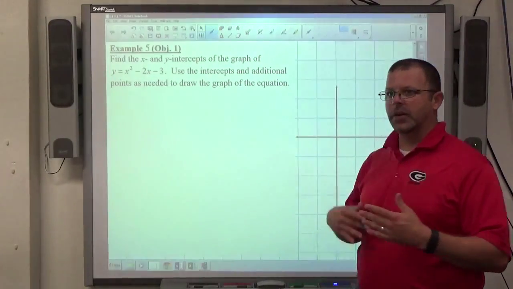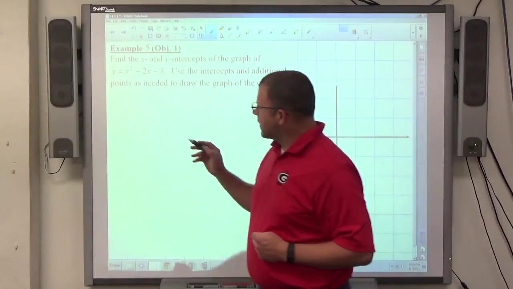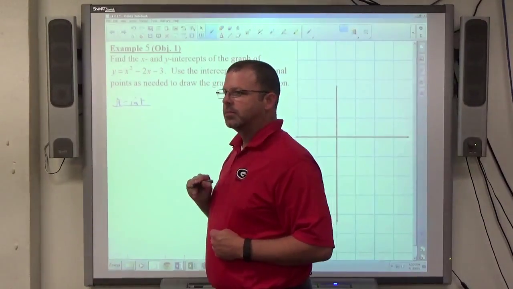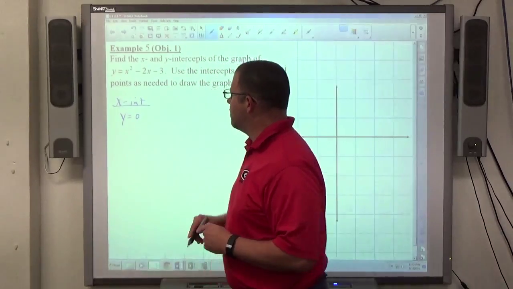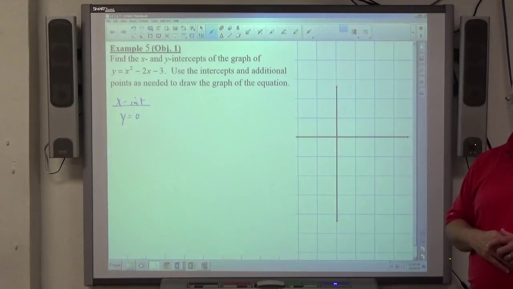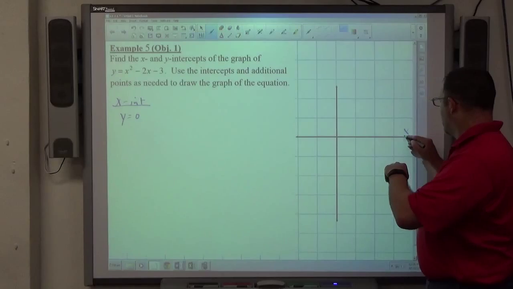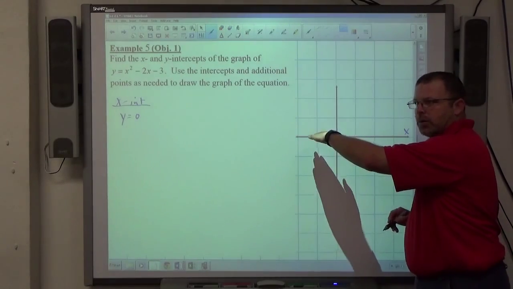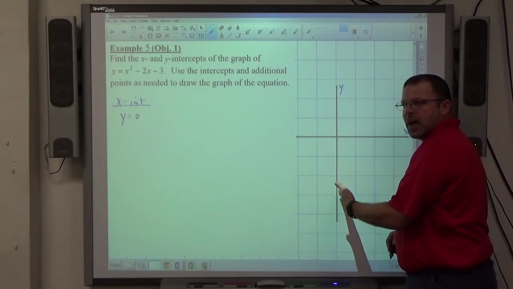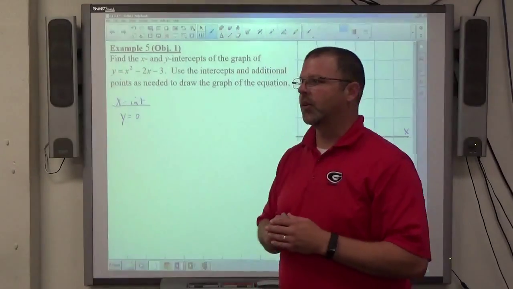Another way of considering decent points to graph would be to find x and y-intercepts. And x-intercepts happen when y equals 0. So to find x-intercepts, anytime you're looking at an equation, let y equals 0 and solve, and you'll find the x-intercepts. That's the points that touch the x-axis. On the x-axis, the height is 0, so y equals 0. Similarly, if I want to find the y-intercepts, those are points on the y-axis, so x will equal 0.